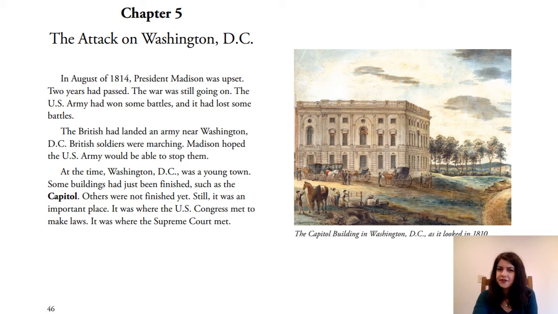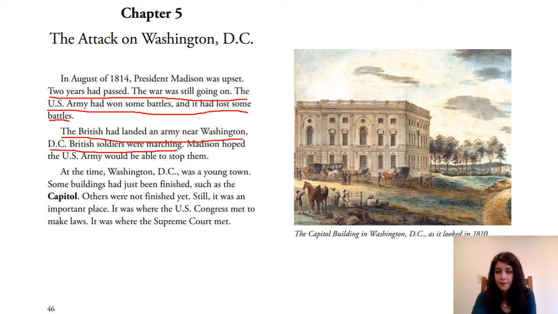So, why was President Madison upset? Look back on this page and find the answer. Tell me out loud. Good job. He was upset because 2 years had passed and the war was still going on. We had won some battles, but we had also lost some battles, so we weren't a clear winner yet. He was also upset because the British had landed an army near Washington, D.C., and they were marching. That means they were coming to attack our capital.